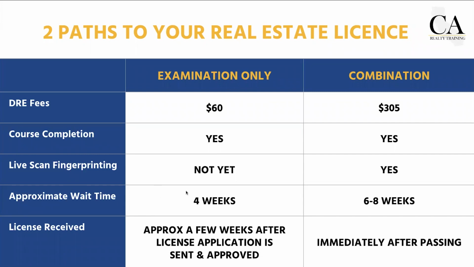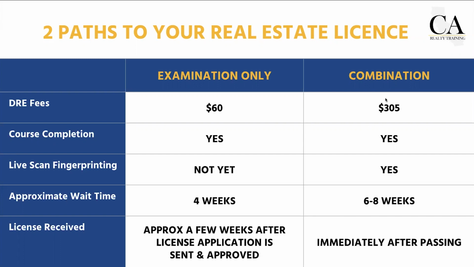So approximate wait time to get approved for an exam is 4 weeks. But then again, approximately a few weeks after you pass the exam, you do have to wait to do the license application. So although your weeks are a bit less in terms of the wait time to get an exam date, it does inevitably take longer as you must wait for that license application to get sent to you. You fill it out, send it back, and get approved.